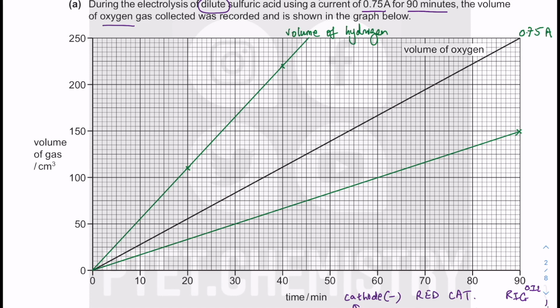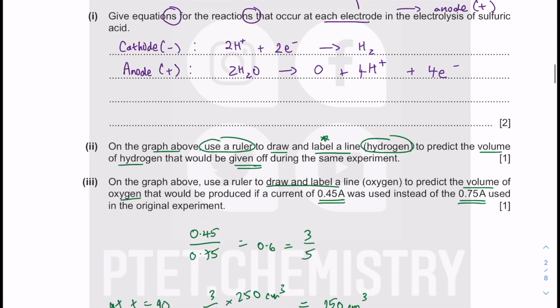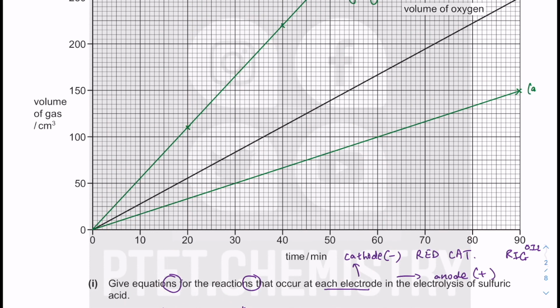So I'm going to have to label this. This is A part 3. This is 0.45 ampere, volume of oxygen being produced, all right?